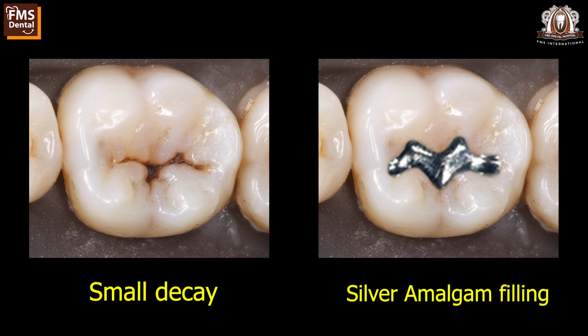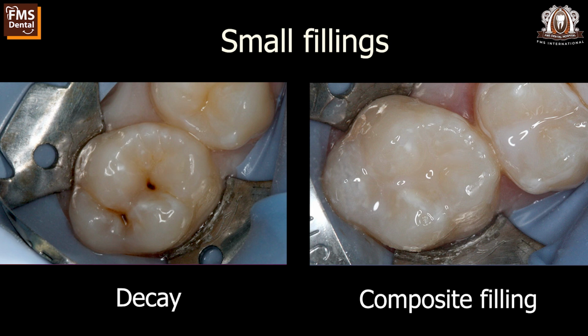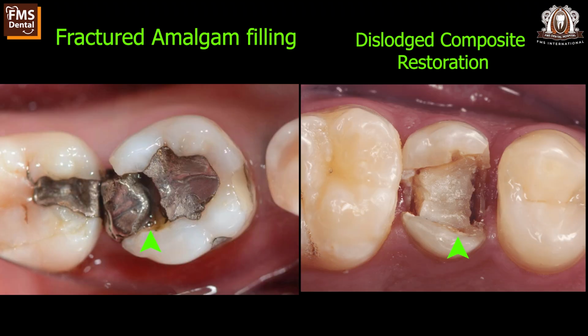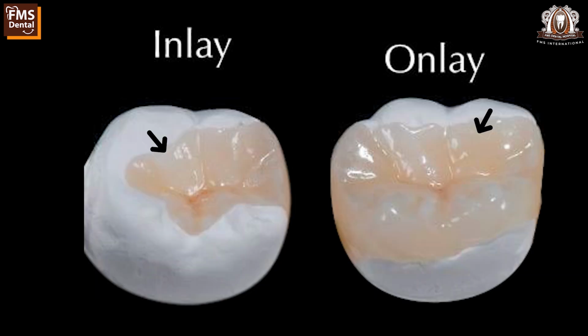If the decay is minimal, then we can proceed for direct fillings like amalgam, which is silver-based, or tooth color materials like composites. But if the patients do not report on time or if they delay their treatments, then the cavity becomes wider. These direct fillings tend to fracture or might get dislodged because of the poor retention of the cavity. Then we have to proceed for inlays or onlays.